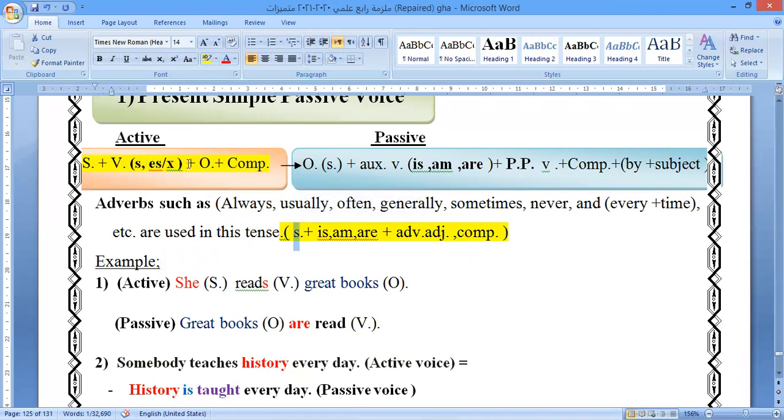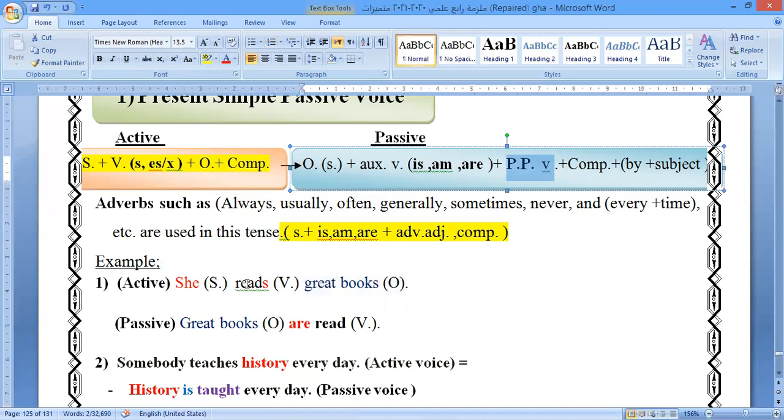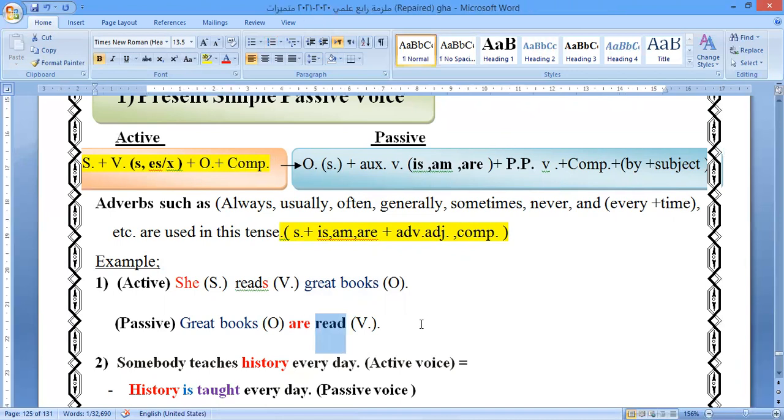then you put object، اخلي الاوبجكت مالتي يكون السبجكت للجمله الجديده. I will see whether the subject الجديد singular or plural، يحتاج إلى is am are، وبما أن great books plural فتحتاج إلى are in the present simple tense. then أحتاج إلى الفعل مالت الجملة الأصلية بتصريفه الثالث، فالريتش تصير read. وبهذه الحالة أقدر أقول by her، أو ما أكتب by her، فصارت عندي الباي والسبجكت بالنهاية.